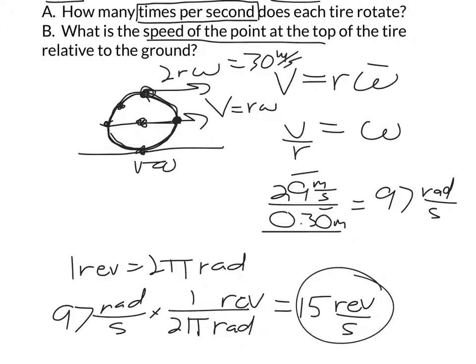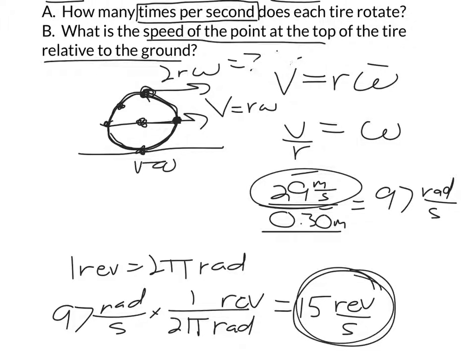And it said speed relative to the ground, so they are talking about a linear speed, not an angular speed. The angular speed is still 15 revolutions per second. And I just messed that up, didn't I? Because I doubled 15 revolutions per second when I should be doubling the linear speed, which was 29 meters per second. So you're getting to see me make a lot of mistakes today. So the speed at the top is just double the linear speed, and if you double 29, you're going to get 58 meters per second.